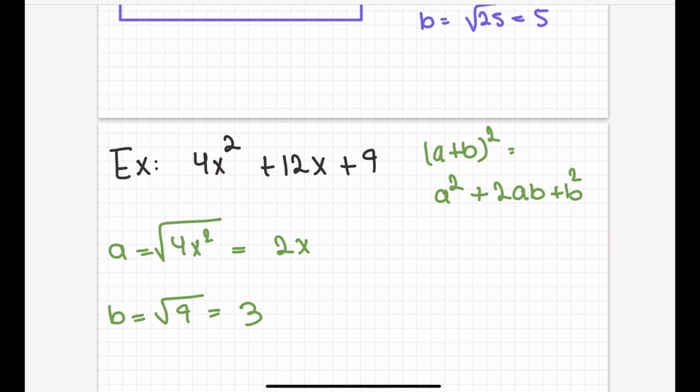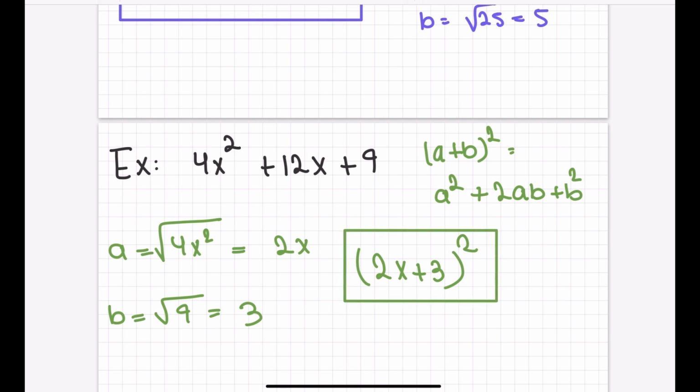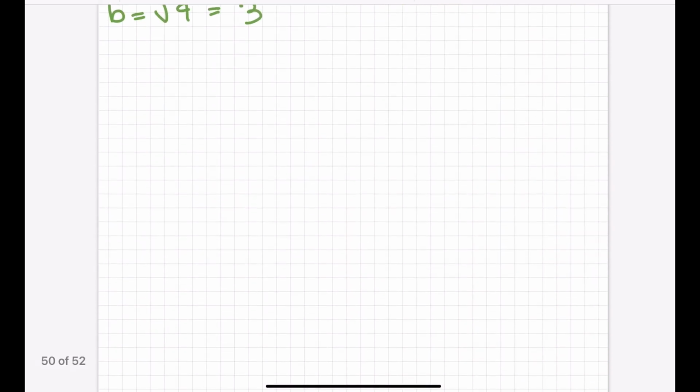So, you found your A, you found your B. Let's plug into the formula. It's gonna be 2x plus 3 to the power of 2. And this is your factored form. Let's do one more example.